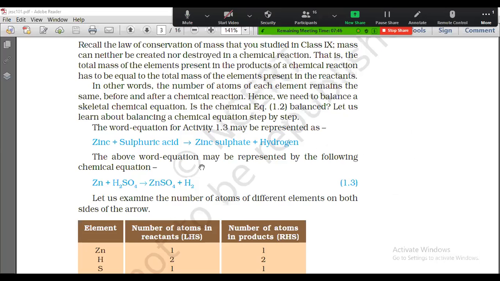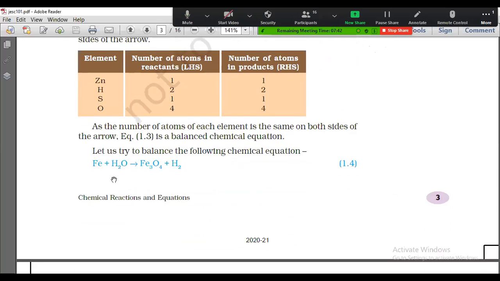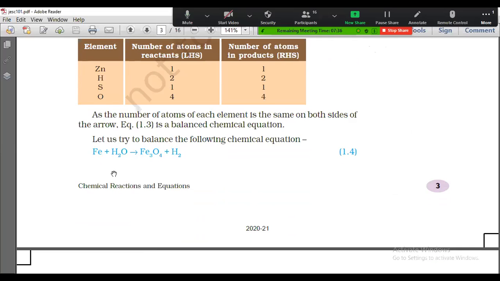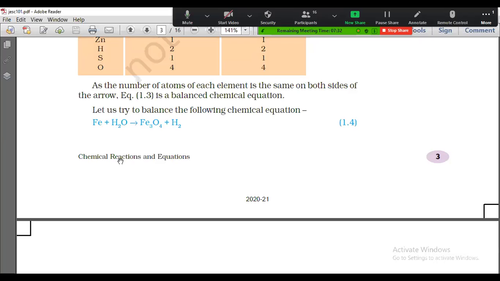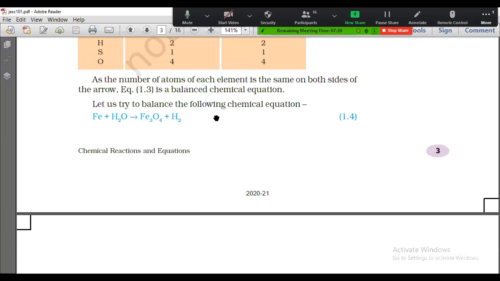All right. Now look at this one. Fe plus H2O gives Fe3O4 plus H2. Now this is very important. This equation is of what? You have studied it in 8th standard.